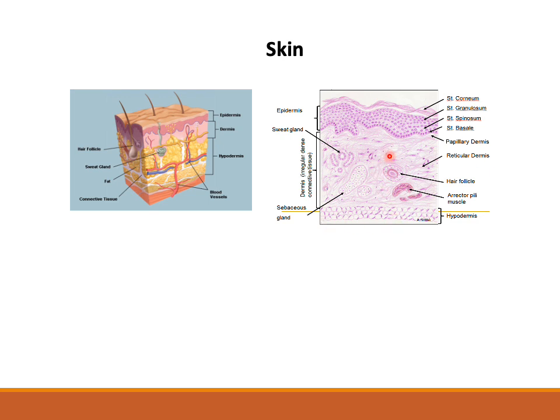You also notice that in the dermis, that's where the accessory organs for the skin are present. That's where the hair follicle is present. That's where the sebaceous gland and the sweat glands are present. So that's as far as histology.